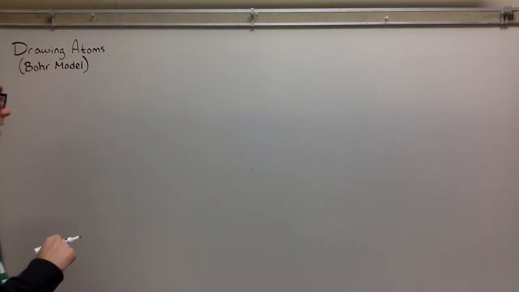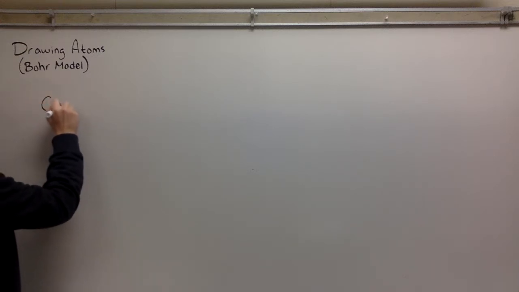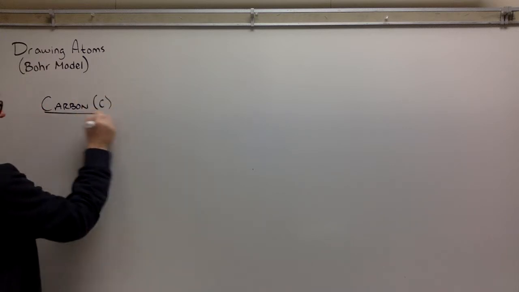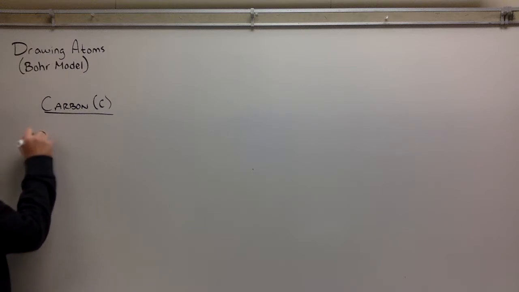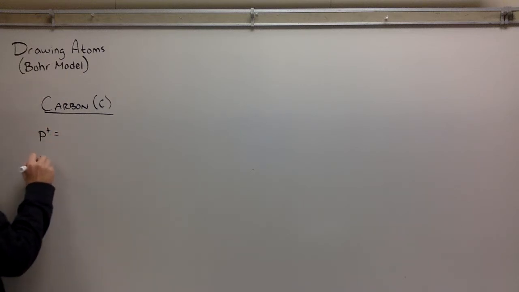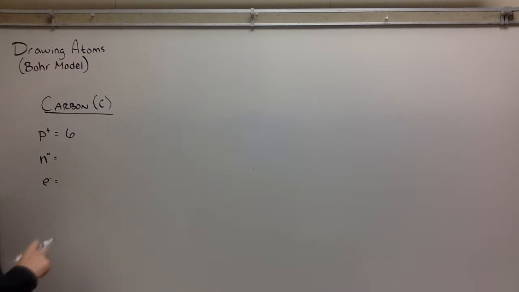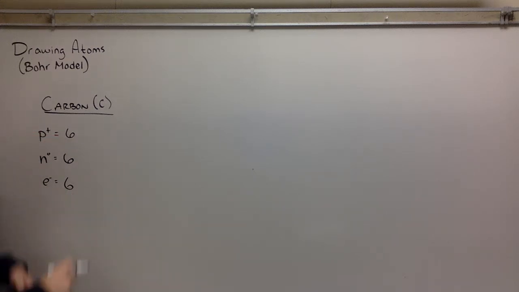All right, the first one I want to do is carbon, which of course is the letter C. So I'm going to start with my number of protons, neutrons, and electrons. It has 6 protons, mass is 12. 12 minus 6 is 6 neutrons, and we are doing neutral atoms as of right now, so these two numbers are going to be the same.